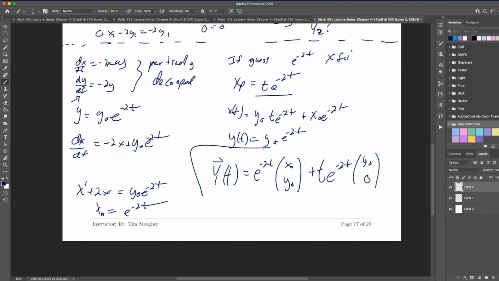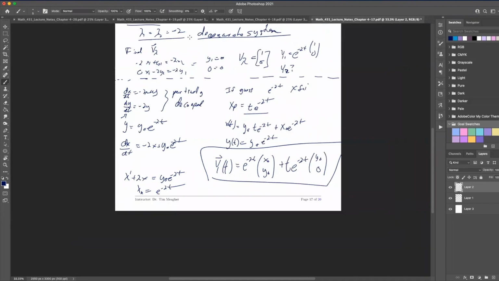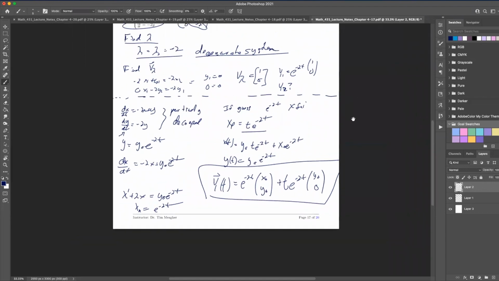So here's our solution. How do we get this? We just use the partially decoupled system. But I want us to look at something real quick. Here we have one solution. Is this close to this? Yeah, this is definitely an eigenvector for this, right? But it's a very particular eigenvector. In fact, I've used y naught.